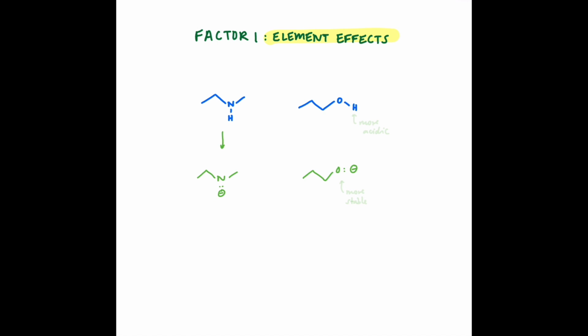So with element effects, we need to be thinking about size and electronegativity. Nitrogen and oxygen are both on the same row of the periodic table, so they have fairly similar size, but since oxygen is further to the right, it has a higher electronegativity. This makes it better able to stabilize the negative charge. So this conjugate base is more stable, making this proton more acidic.